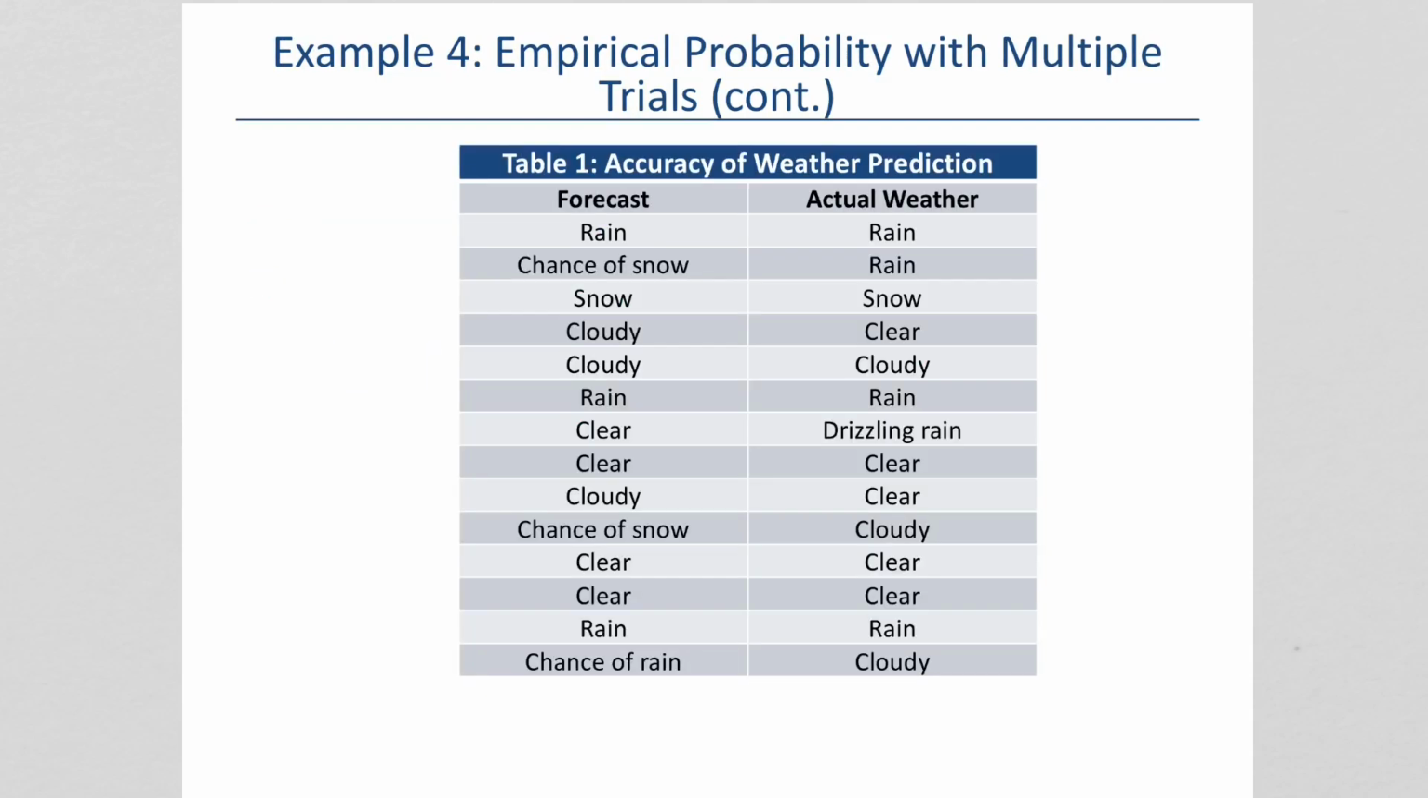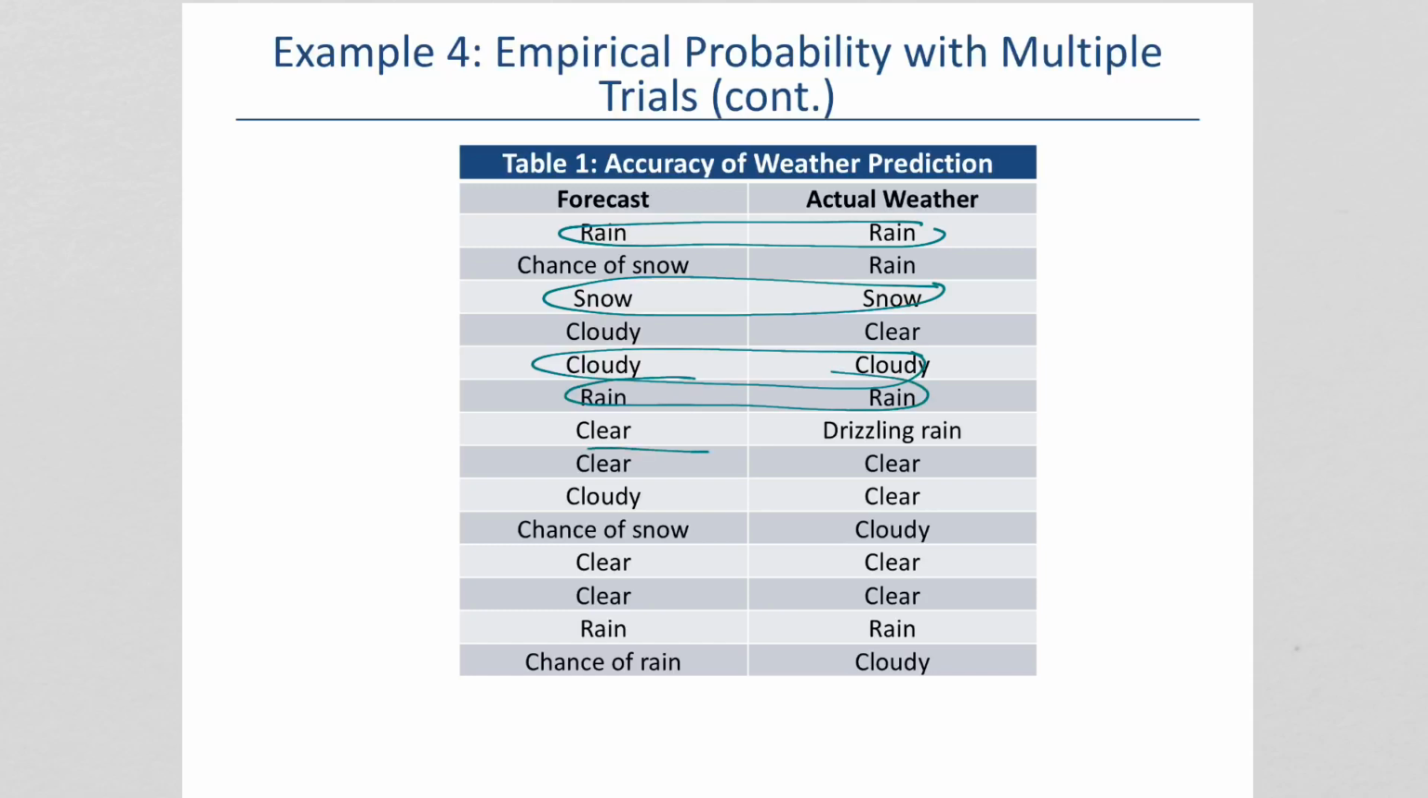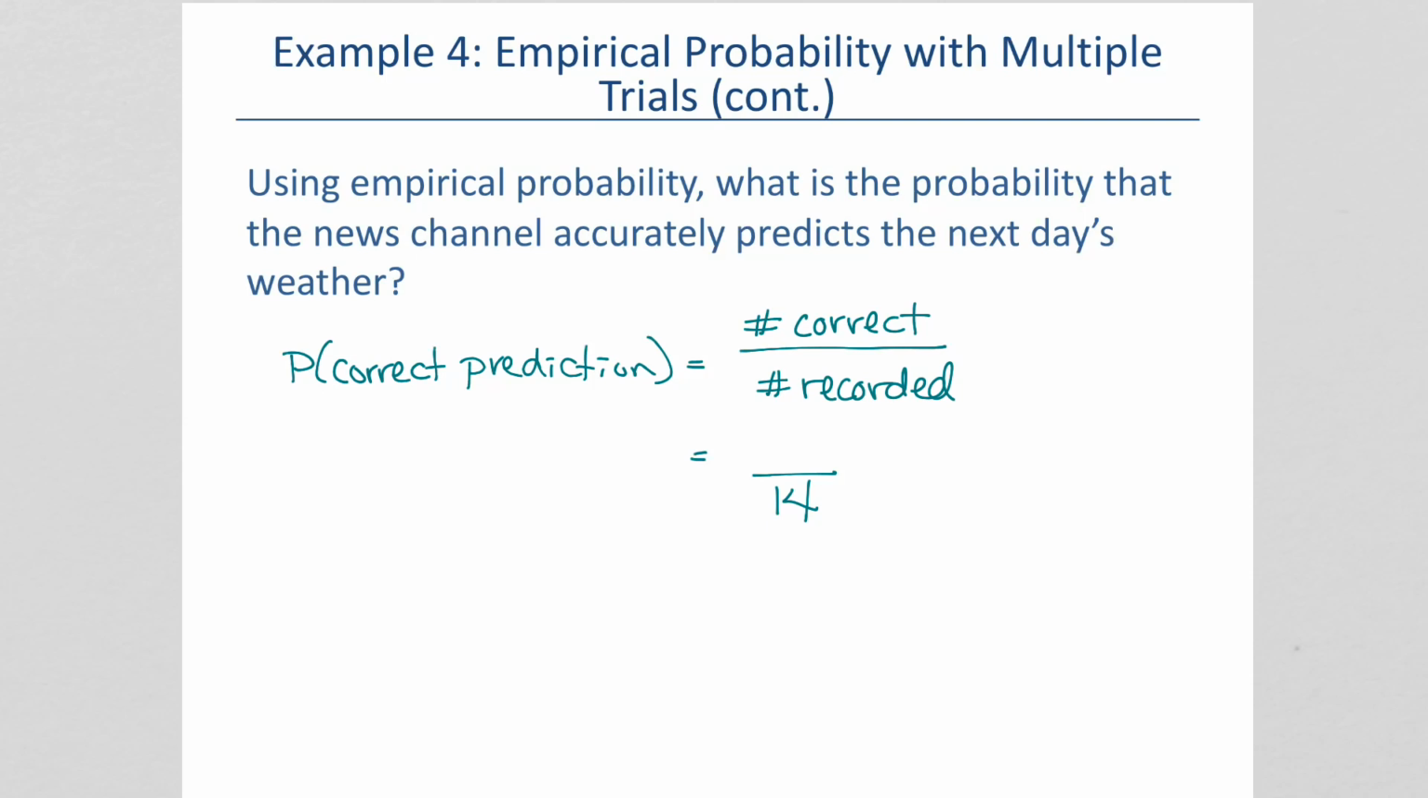And we want to see how many of those were correct. So this one was correct. There's 1, 2, 3, 4, 5, 6, 7, 8. 8 correct. And we can reduce that to 4/7 or 0.5714229. And so you could actually say that the probability that the news channel is correct is about 57%. They're correct about 57% of the time. Not very good.